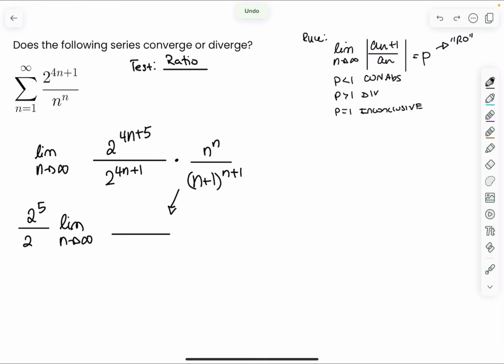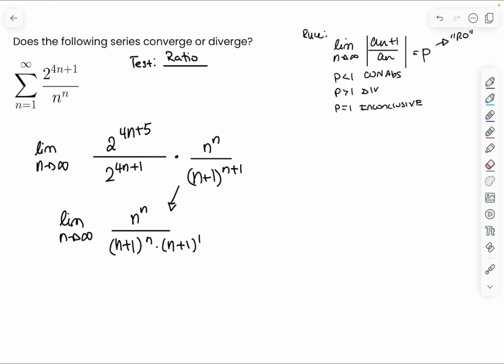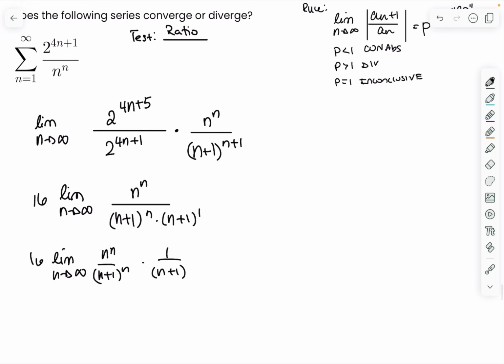This can be split up to be n plus 1 to the n times n plus 1 to the 1st power, and in the numerator we have n to the n. And to simplify, this becomes 2 to the 4th, and we know that's 16, and this can be split up like so, and we can treat these as different limits.